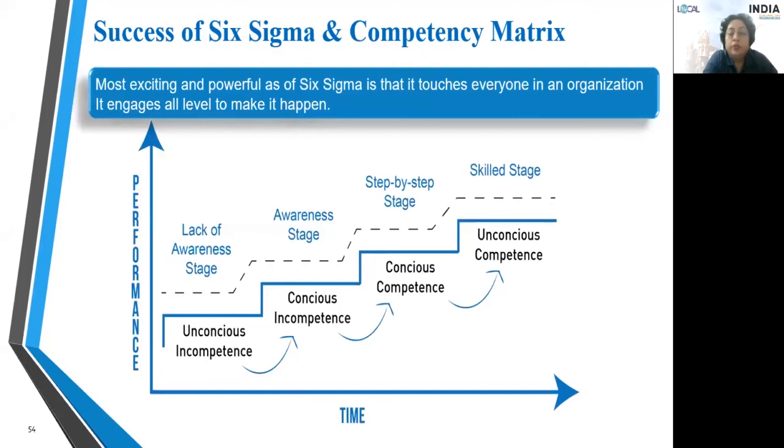This model highlights two factors: consciousness, that is awareness, and skill level, that is competence. Leaders need to aim to align everyone in the organization into the skilled stage of unconscious competence by transformational leadership. The most exciting and powerful aspect of Six Sigma is that it touches everyone in an organization. It engages all levels to make it happen. And as quoted by Jack Welch, Six Sigma is a quality program that, when all is said and done, improves your customer's experience, lowers your costs, and builds better leaders.